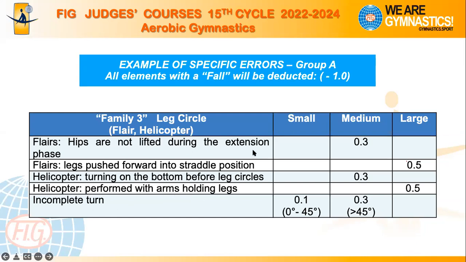Oh, sorry, I forgot to say. Not the extension is 0.3, and pushing forward is a wrong technique, so it's 0.5. Turning on the bottom for helicopter is 0.3. Performed with the arms holding the legs is 0.5. An incomplete turn of 0 to 45 is 0.1, and more than 45 is 0.3.